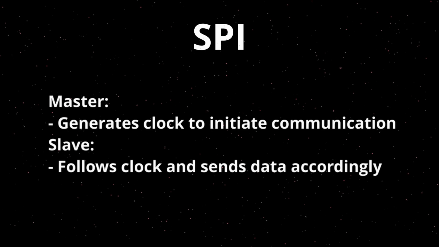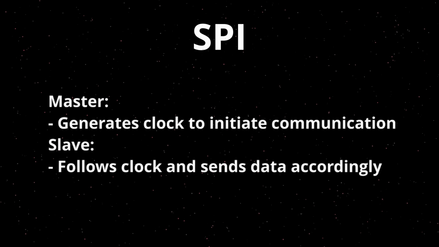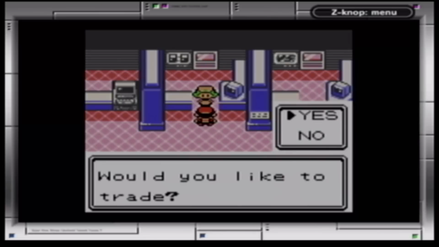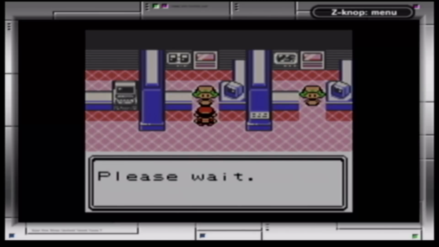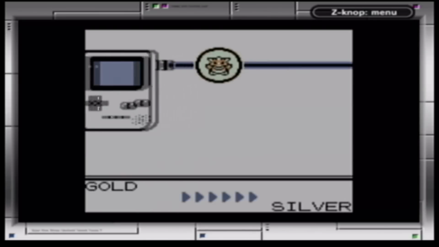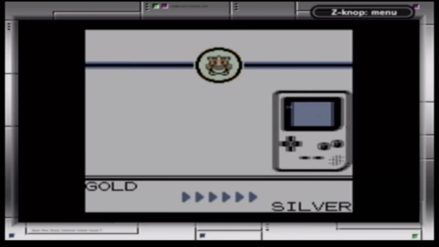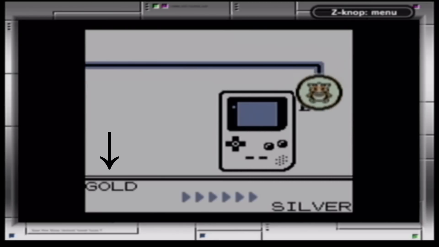One thing to note about SPI is that the protocol has a master and a slave. So how is this decided with the Pokemon games? The master will be the one who first gets to this screen. A fun fact, you can see during the trade who the master and the slave is. The name on the left is the master and the name on the right is the slave.